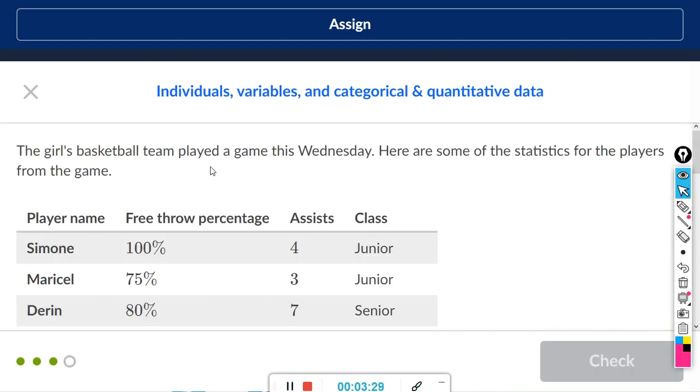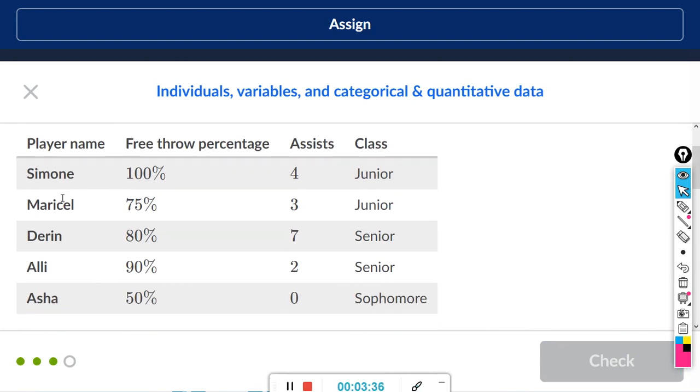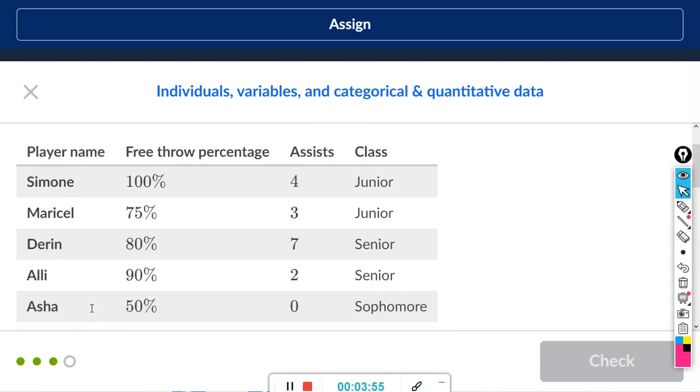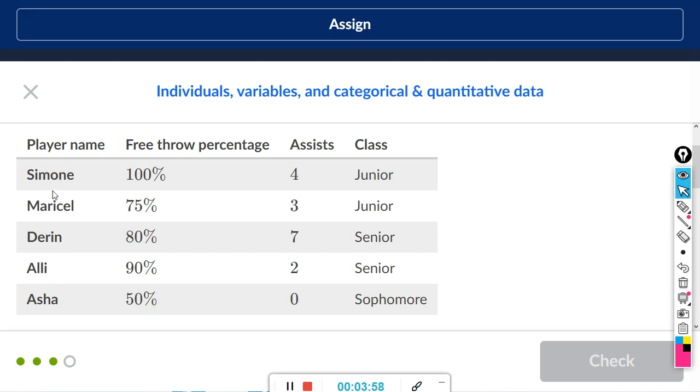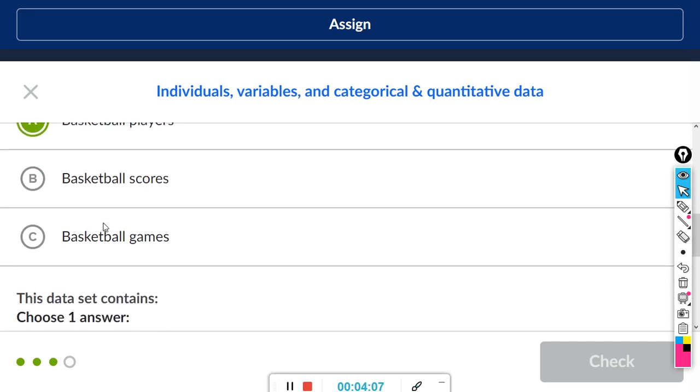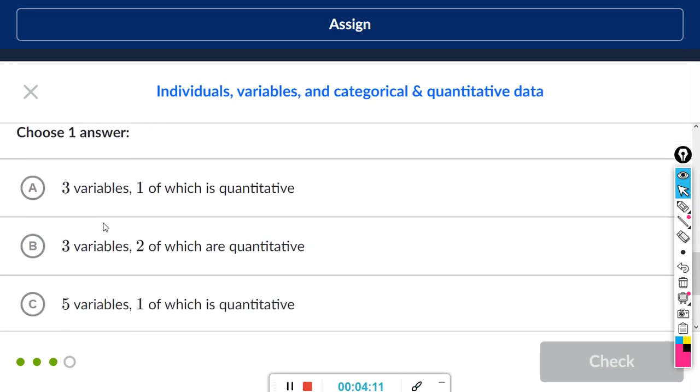All right, one more. The girls' basketball team played a game this Wednesday. Here are some of the stats for the players. So they listed the players, the free throw percentage, the number of assists, and what class or year they're in. All right. So first question, the individuals in this data set. Again, the individuals are what is being described or what is being broken down. Okay, so clearly the individuals are the players, okay, because they list the stats or statistics for each player. So the individuals are the players, basketball players, right? And then the data set contains, they want the number of variables and how many are quantitative.